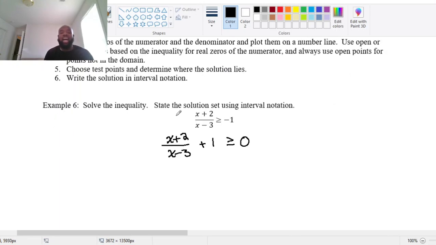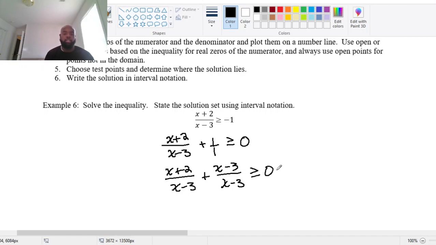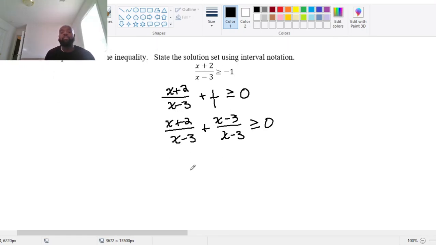That means I need to get a common denominator. Well, this one has a denominator of 1 because 1 is the same thing as 1 over 1. So my lowest common denominator is x minus 3. Well, this one already has the x minus 3. But I can write that as x minus 3 over x minus 3, and I have that right there. Now I can write this as a single rational expression with this denominator, and I can add the values across the top.